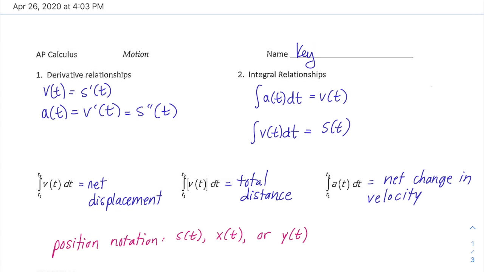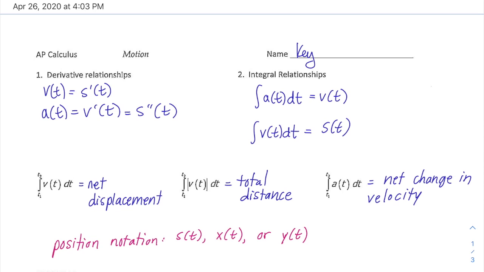So I started with our relationships here. You can see the relationship if you went from the direction of derivatives and then when you went from the integral portion. We have net displacement, total distance, and net change in velocity as well there.